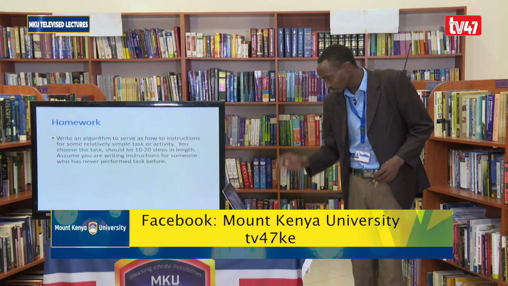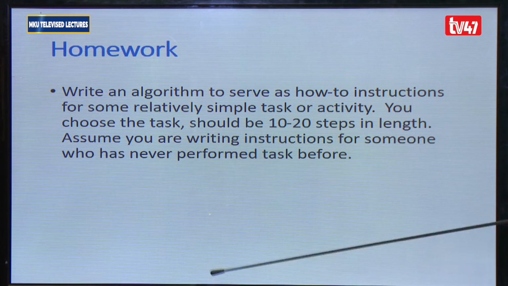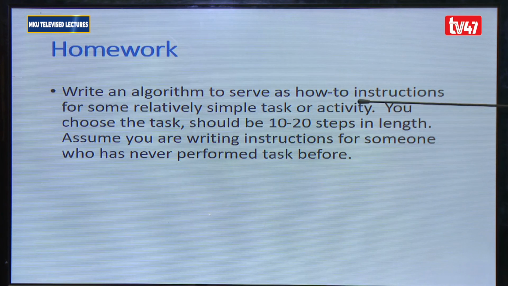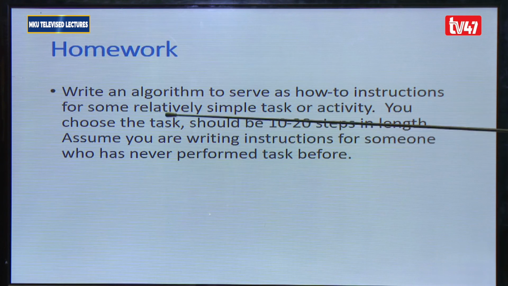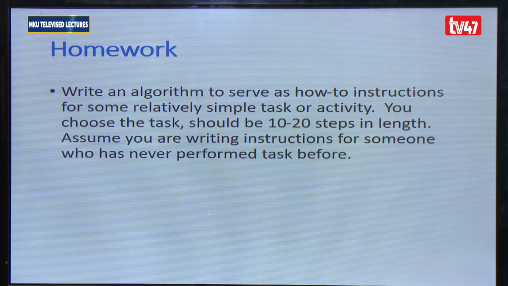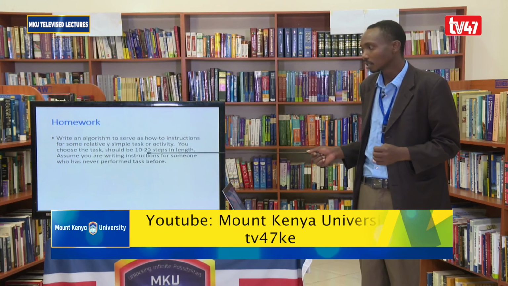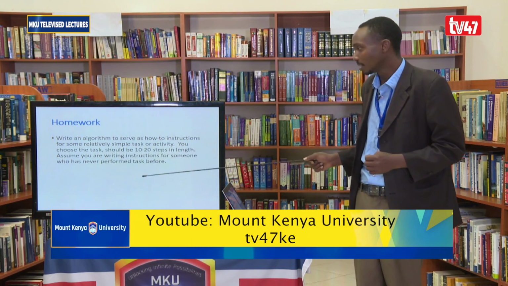Now I have something to leave you, yeah? Especially for the algorithms, this is homework for you to look at carefully. A very simple algorithm. You write an algorithm to serve as how-to instructions for some relatively simple task or activity, any activity of your own choosing. You choose the task. It should be 10 to 20 steps in length or lines. Assume you are writing instructions for somebody who has never performed the task. What we are saying here is no assumptions. Never assume or never skip a particular step.